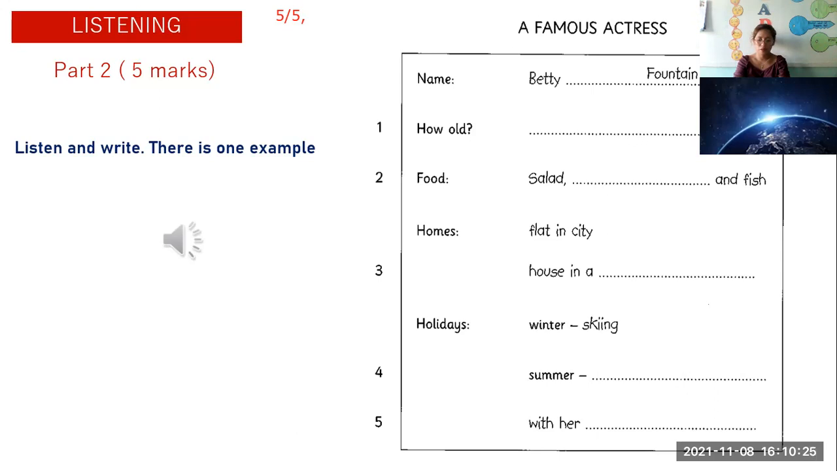Right. Now I know. But I don't know how old you are. You guess. 43? No, 57. But you look so young. Well, I try to eat the right things. Like what? I usually eat salad, rice and fish. Do you live in a big house near the beach, like all the other actors and singers? No, I have a flat in the city and a little house in a village. Oh, what do you do in your holidays? We love sports, so in winter we go skiing. And in the summer, we go climbing. Who do you go with? I always go on holiday with my husband.